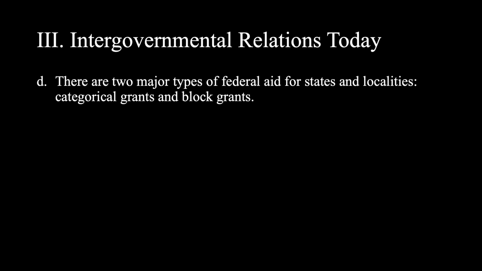Now, it is important to remember that when it comes to federal aid, when you have these intergovernmental relations, as I said before, which are primarily dealing with the transfer of money from the federal government to the various state governments, there are essentially two major types of federal aid for states and localities. These are known as categorical grants, and on the other side, block grants.